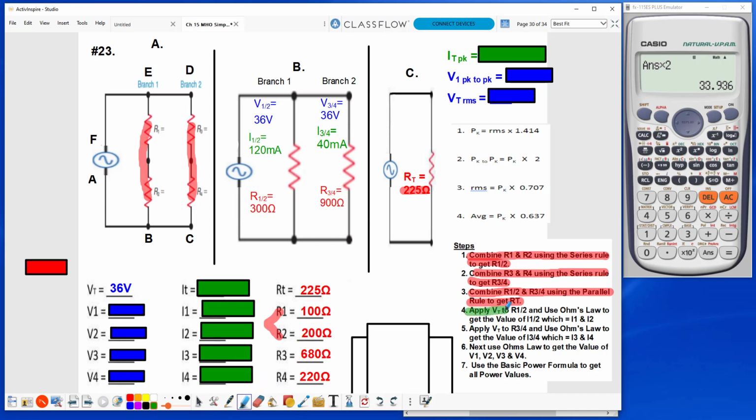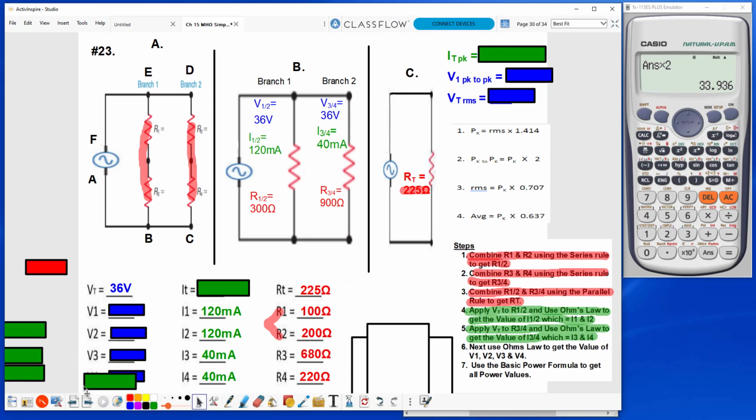So here we applied the VT to R1/2, and we used Ohm's law to get a value of I1/2. I1/2 equals the I1 and I2 value. Once you find I1/2, that tells you the value of I1 and I2. We applied the VT to the R34, and we used Ohm's law to get the value of I3/4, which is I3 and I4. So we took 36 volts divided by 900 ohms. That gave us 40 milliamps. I3/4, which is equal to I3 and I4.